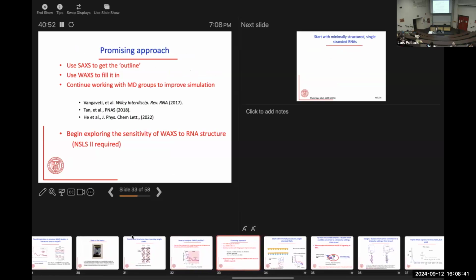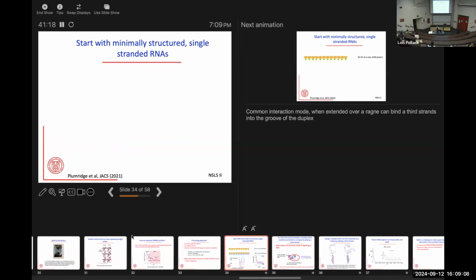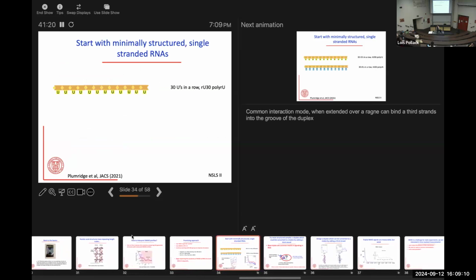So this occurred to me to be a promising approach. We could use small angle X-ray scattering to create an outline, and then we could use wide angle scattering to fill it in. And so, again, we're always going to work with MD groups to improve it, but we really wanted to explore the sensitivity of wide angle scattering to RNA structures, right? Nobody had really done that before. So we went to another synchrotron, NSLS. And so we started with, I don't know, I didn't really know where to start.